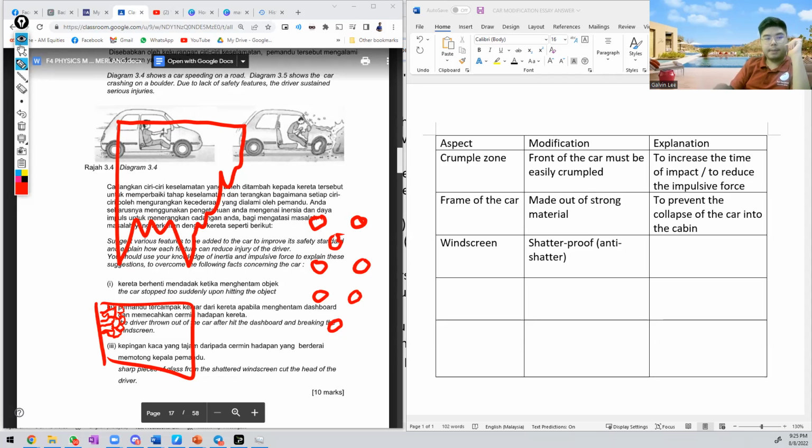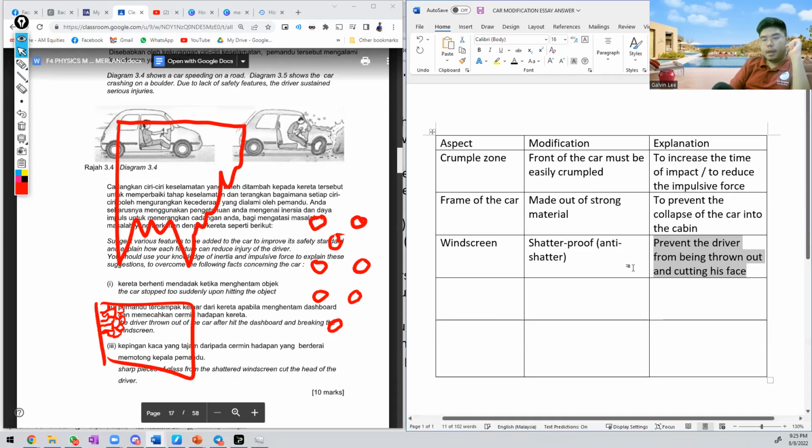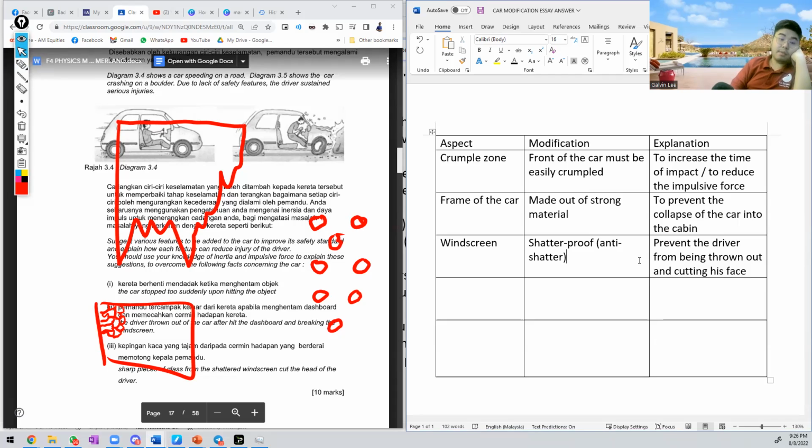Meaning our explanation, of course. Prevent the driver from being thrown out and cutting his face. Preventing 2 things: prevent the driver from being thrown out of the car, and prevent the cutting of his face or his neck or his body. Okay, so windscreen. So I think from here, we sort of address the basic needs of the question.